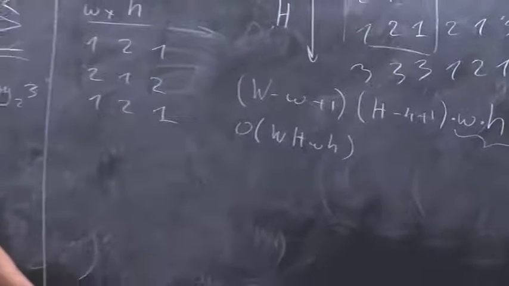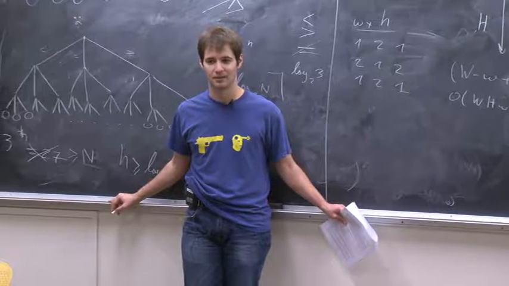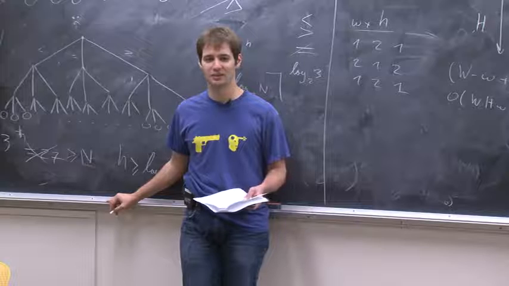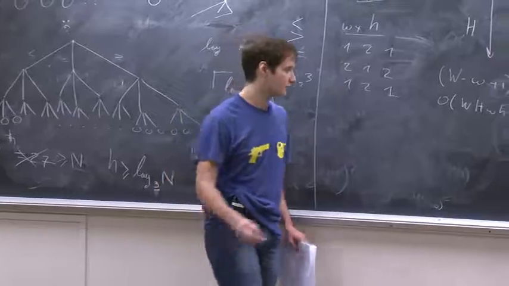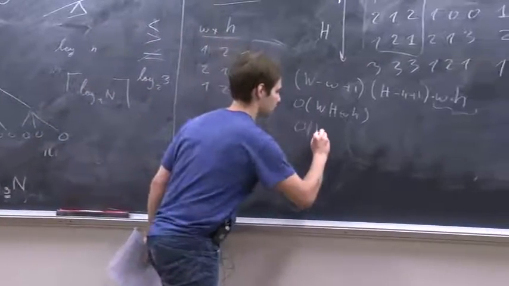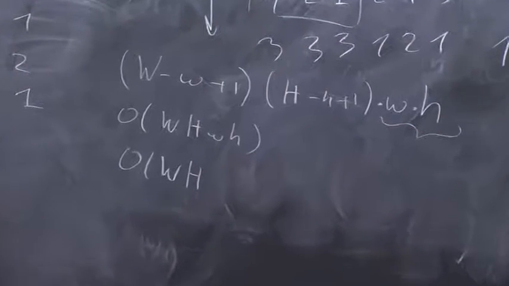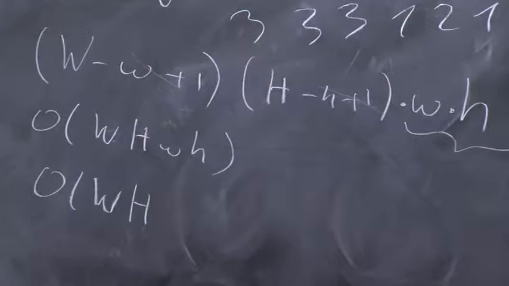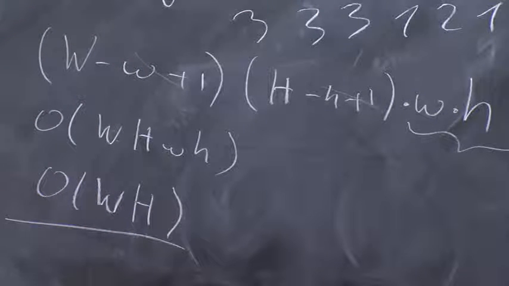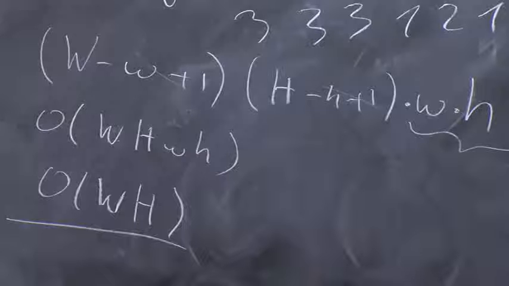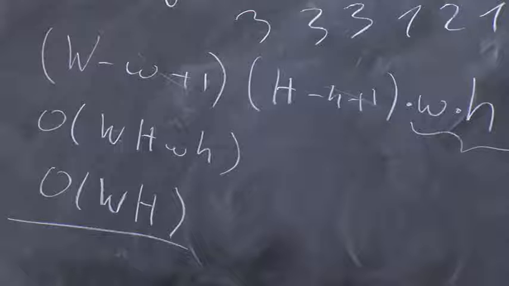Any ideas? So you're thinking about the input size, right? Someone was thinking about the input size. So the input size is W times H. If I have an algorithm that's W times H, that's optimal, because it has to look at all the input. Well, we're going to have an algorithm that's W times H. So with that out of the way, does that inspire anyone as to what the solution is?